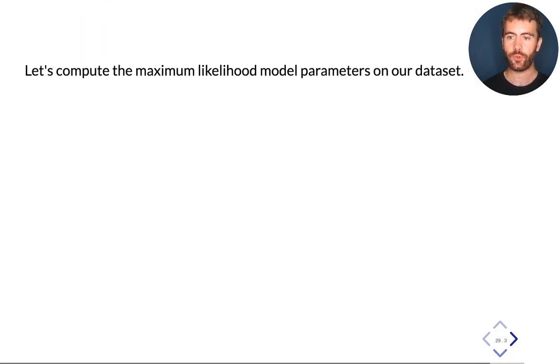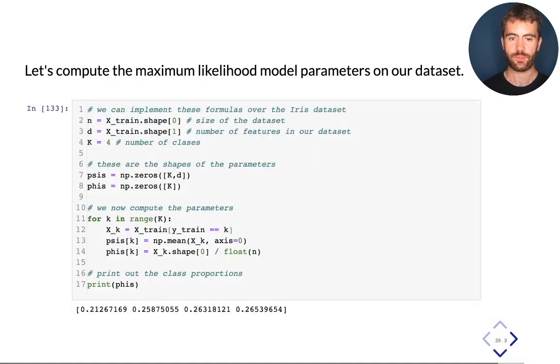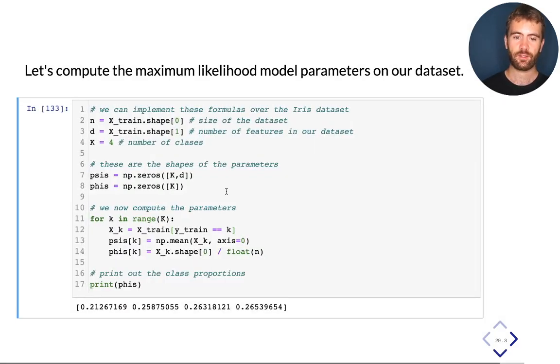Let's now compute the maximum likelihood estimates for the parameters on this data set. Again, as in Gaussian discriminant analysis, this code is really short, and this is again one of the advantages of generative algorithms. The code for computing these closed form expressions is really small. So here I'm initializing a matrix of phis and a matrix of psis. I have k phis and I have k times d psis. This is precisely the set of model parameters that I have.